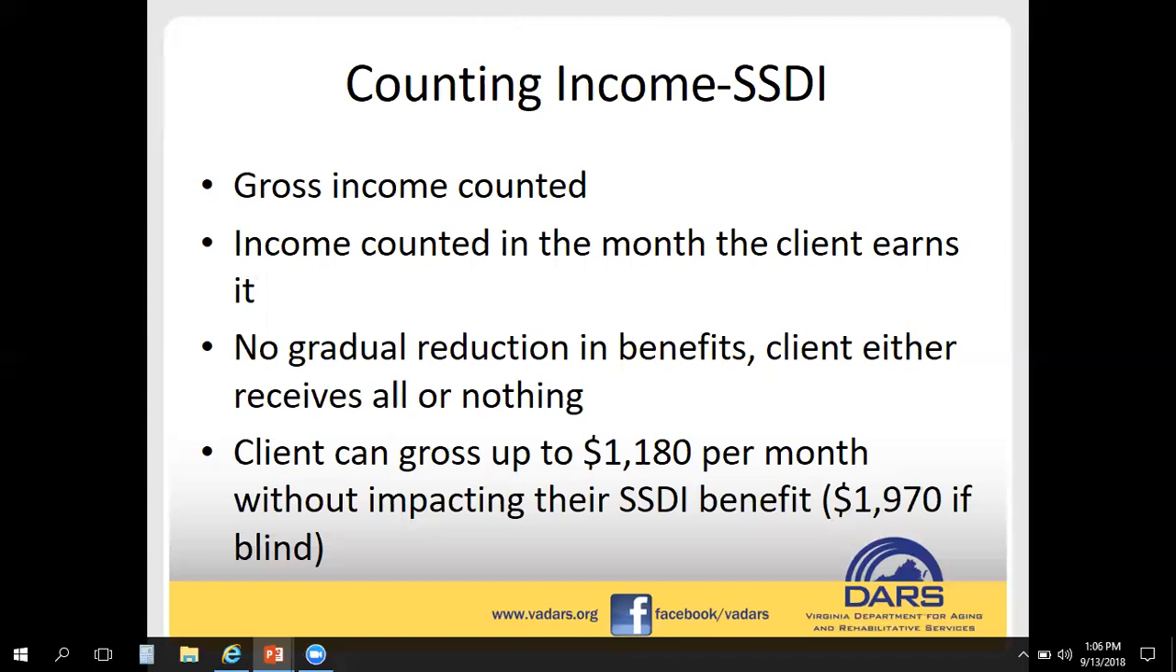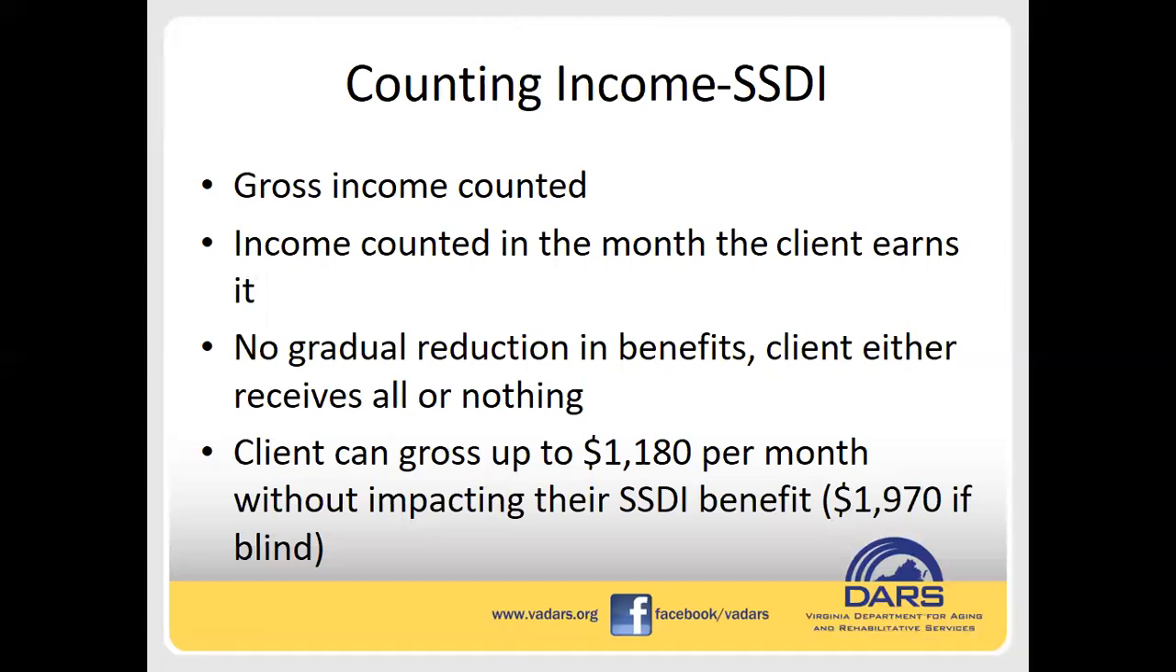So in SSDI cases, clients can gross up to $1,180 a month. That's what Social Security calls substantial gainful activity, and that's kind of like the benchmark if somebody's on SSDI. If they make less than $1,180 gross per month, they're eligible for their entire SSDI benefit for that month. If their earnings exceed that $1,180 figure, then they wouldn't be entitled to a benefit for that month. So it's a very simple, straightforward rule. No gradual reductions in benefits, either all or nothing, depending on the earnings.